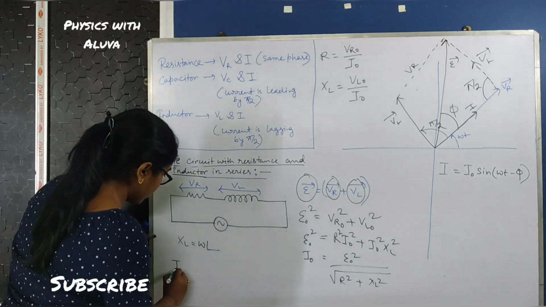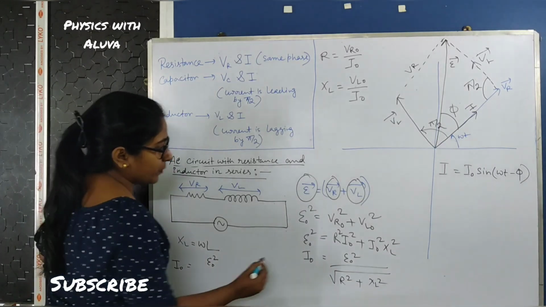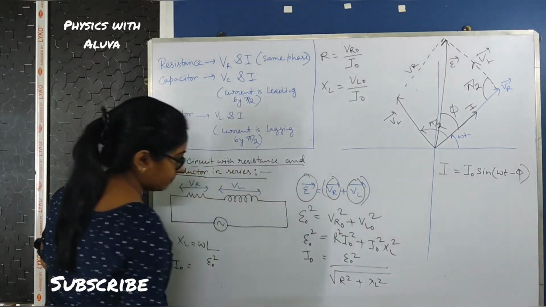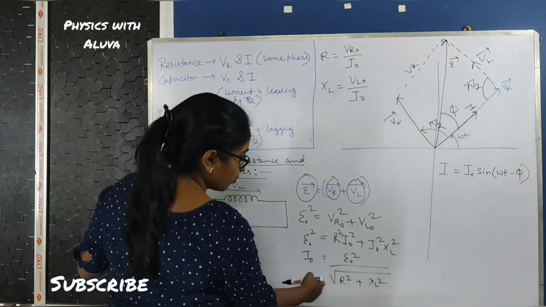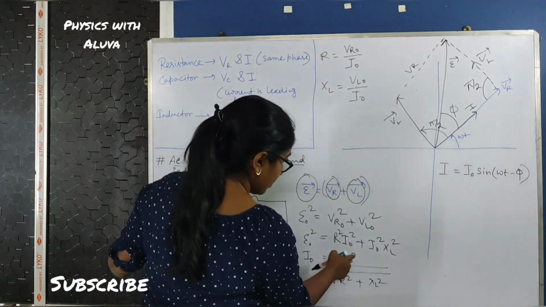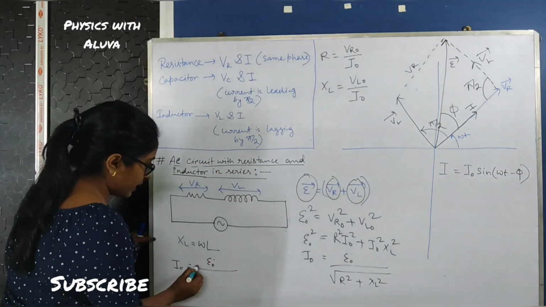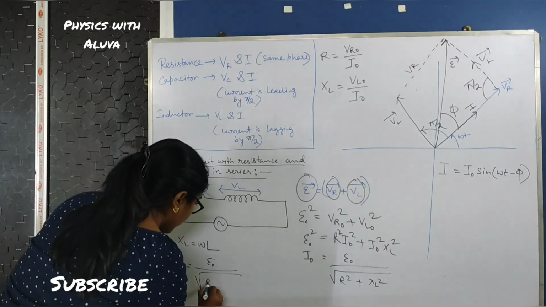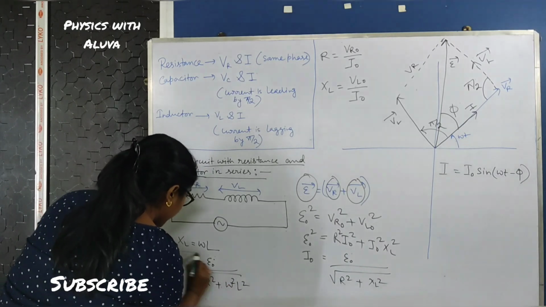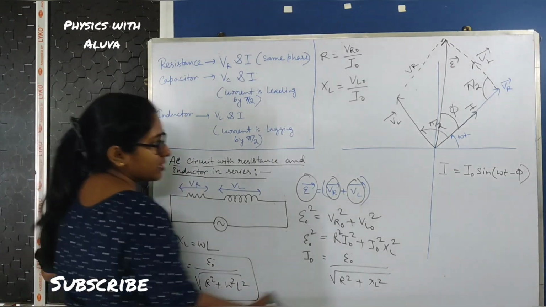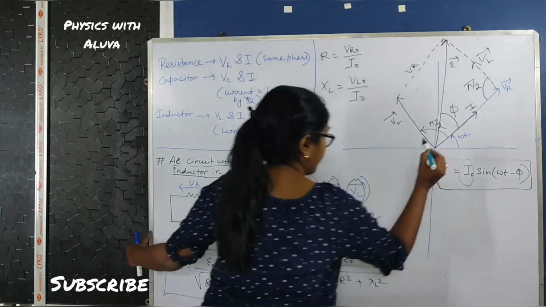So here we can also write that I naught is equal to epsilon naught divided by root over R square plus omega square L square. We are giving this root because this will become epsilon. This will be the expression for I naught. This I naught will be applied here. This is the expression of the current.